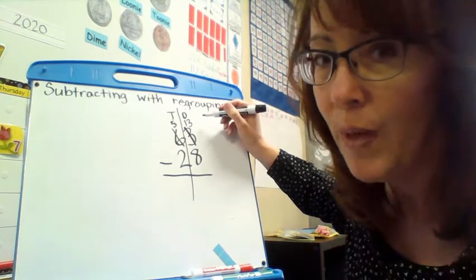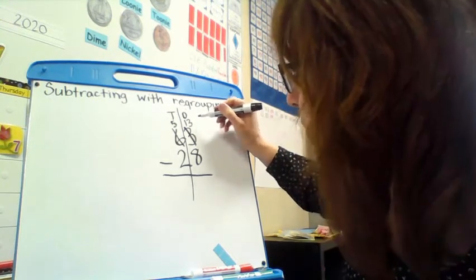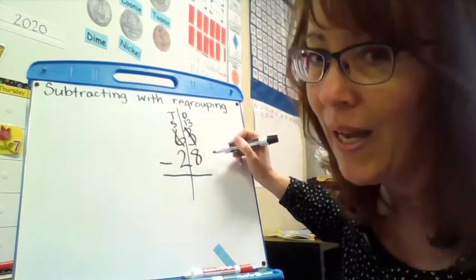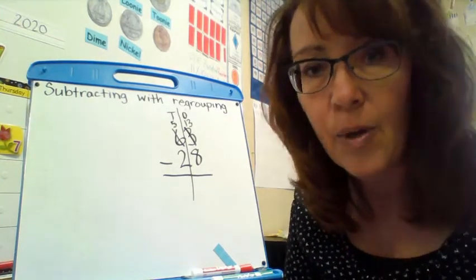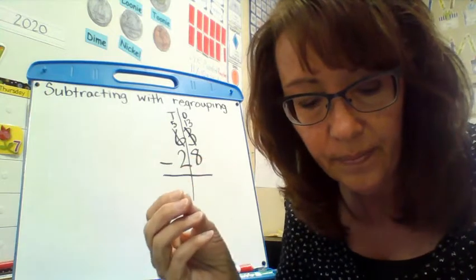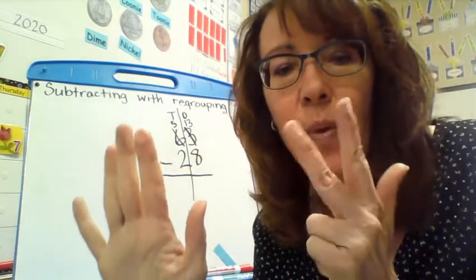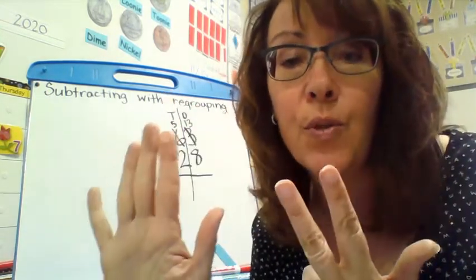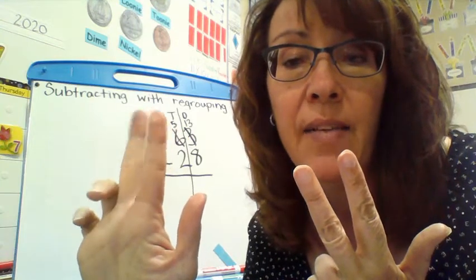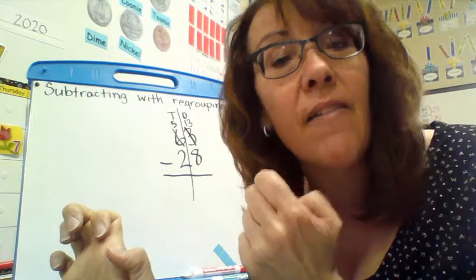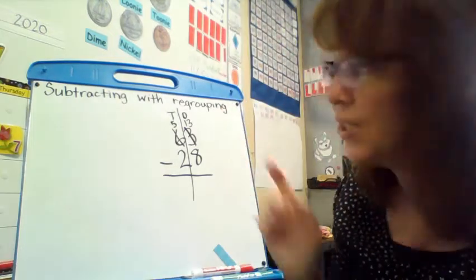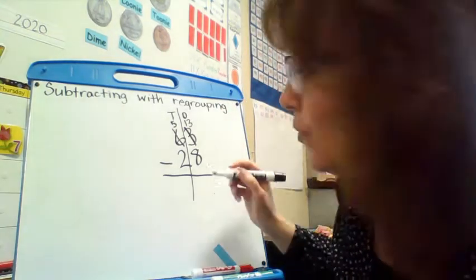Now, do we have more on top? We do. 13, take away 8. So if I have 13, I want to take away 8. I want to put 13 in my hand, and I'm going to take away 8 fingers. So 13, 12, 11, 10, 9, 8, 7, 6, 5. 13 take away 8 equals 5.